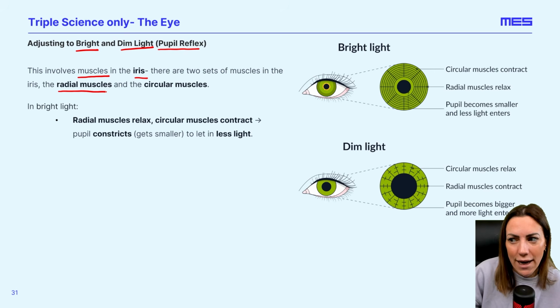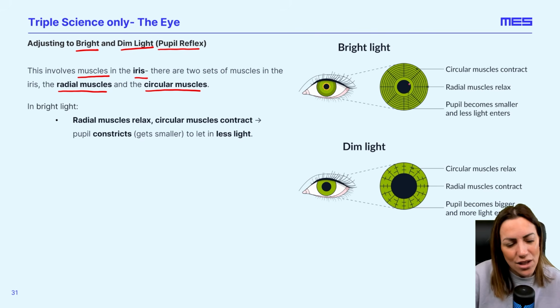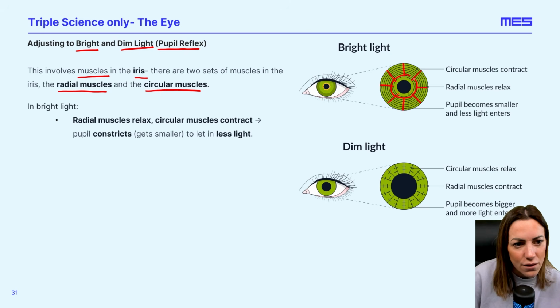You have the radial muscles and the circular muscles. And that does make sense, because if you look at this iris over here, this nice green iris, the radial muscles are the ones that radiate out like rays of the sun. They're called the radial muscles. And the circular muscles are the ones that circle the iris. So you've got your radial muscles and your circular muscles in the iris.